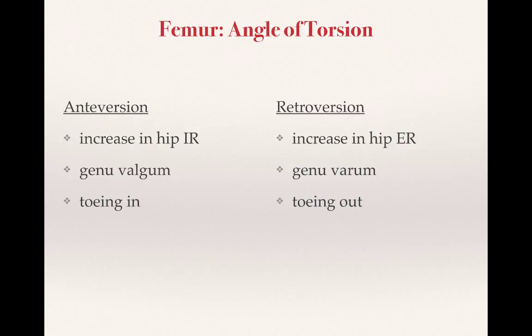Retroversion, again, the angle is less than 10 degrees. This is associated with an increase of hip external rotation range of motion. Genu varum at the knee, and a toeing out at the foot. Of the two, retroversion is by far the least common.